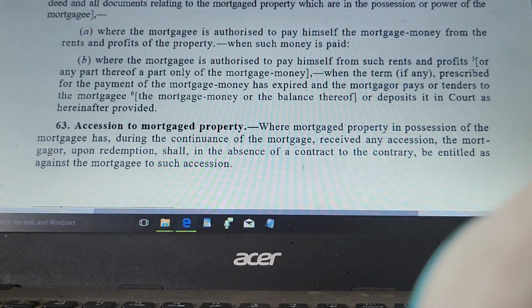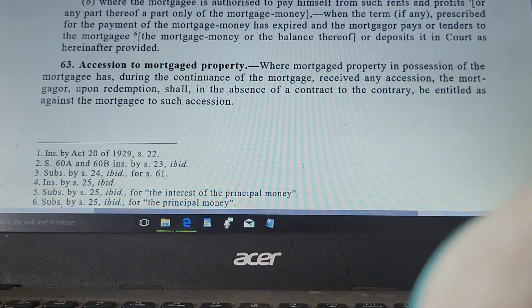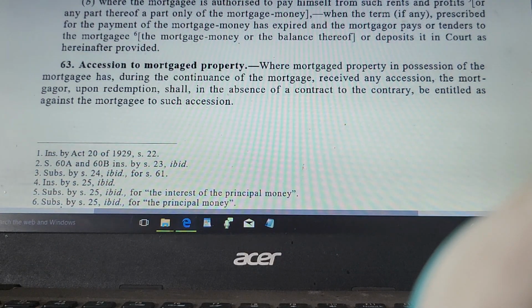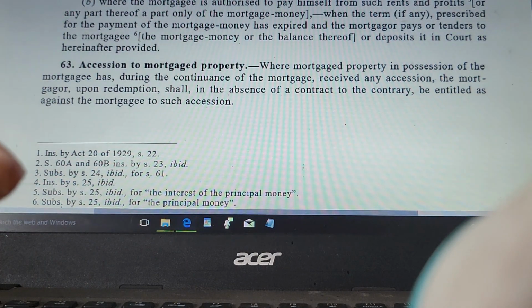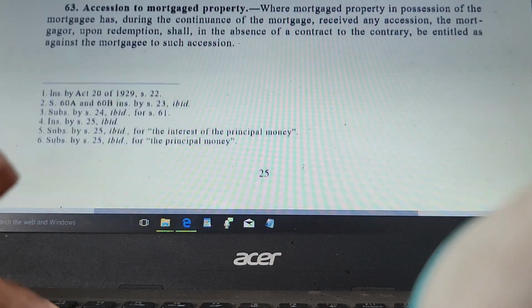63. Accession to mortgage property. Where mortgage property in possession of the mortgagee has, during the continuance of the mortgage, received any accession, the mortgagor upon redemption shall, in the absence of a contract to the contrary, be entitled as against the mortgagee to such accession.